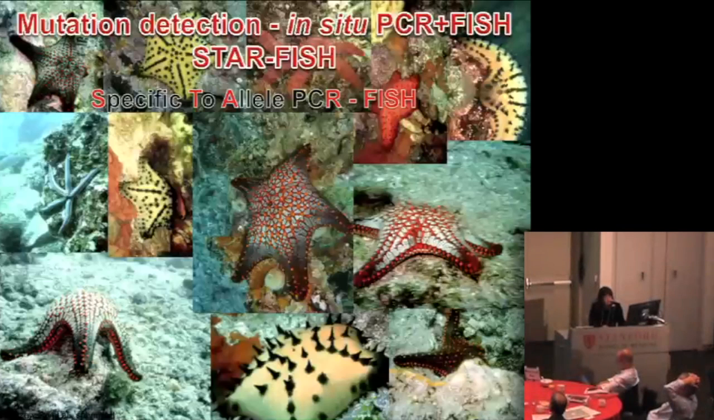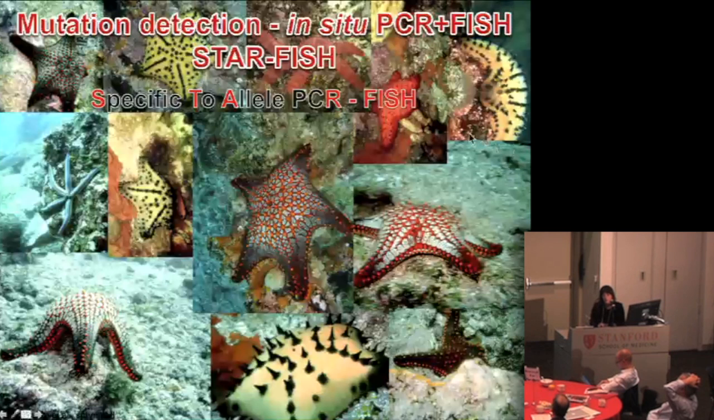So now I'd like to show you a new technique that we developed, and it really looks pretty, and it also gives me an opportunity to show you my starfish pictures. So we call it Starfish, and this is for specific-to-allele PCR in combination with FISH. It's basically an in situ PCR combined with FISH that allows us to look at both copy number variations and point mutations. And the reason we wanted to develop this technique is because many of the cancer-driving mutations are point mutations, not just copy number changes.